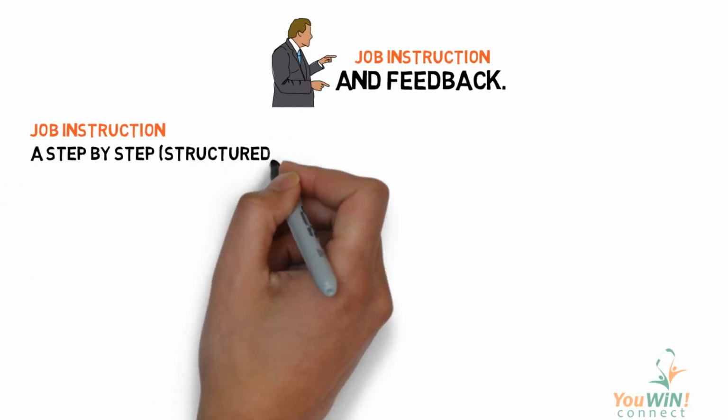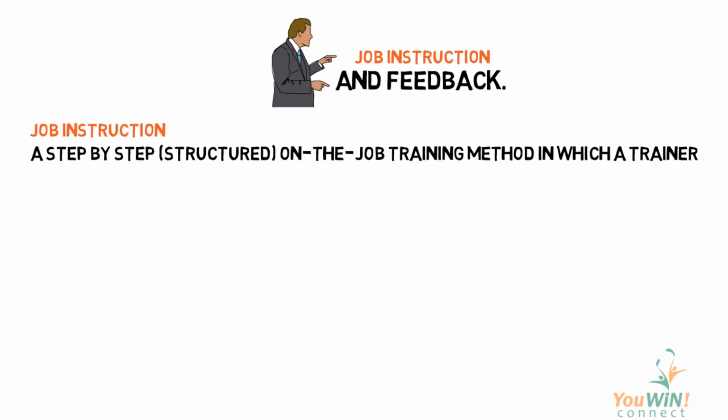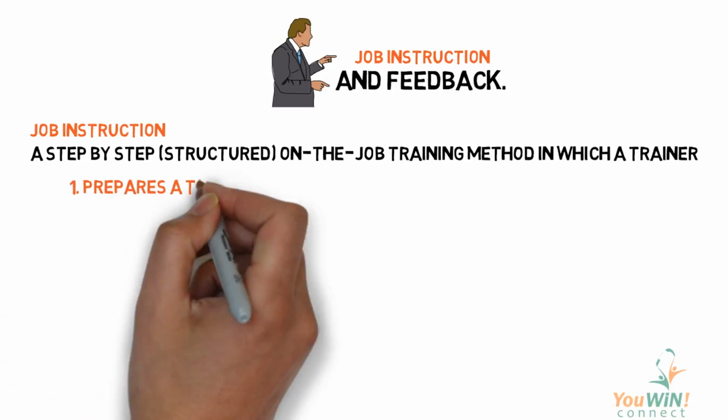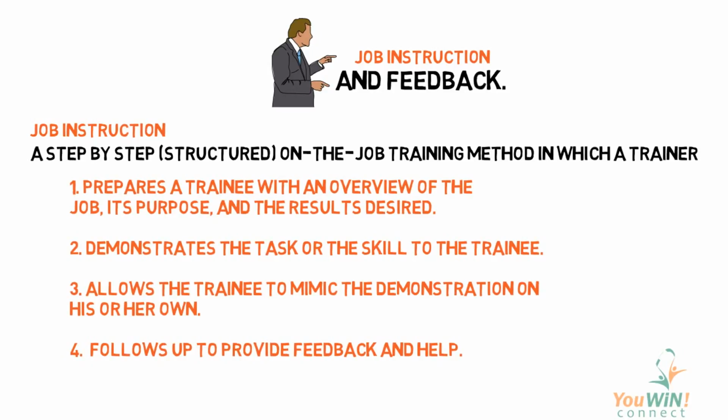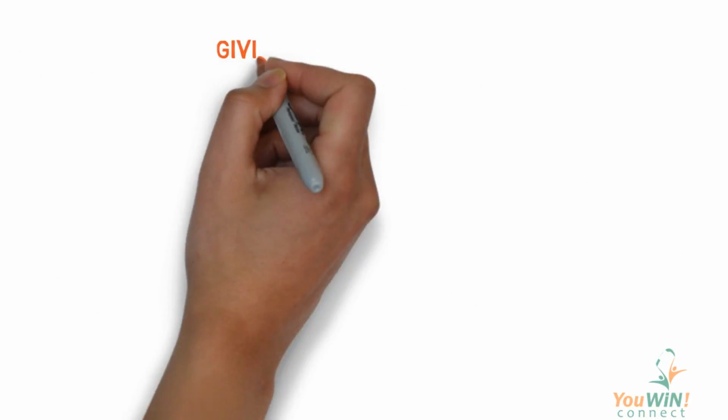What is job instruction? The job instruction is a step-by-step structured on-the-job training method in which a trainer prepares a trainee with an overview of the job, the purpose of the job, and the desired results from the job. The trainer demonstrates the task or the skill to the trainee. The trainer must allow the trainee to mimic the demonstration on his or her own to show that he or she understands the task. You must also follow up to provide feedback and help to the trainee.